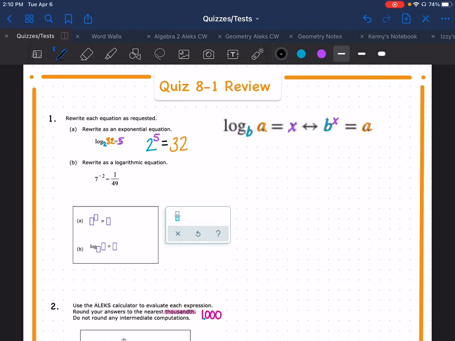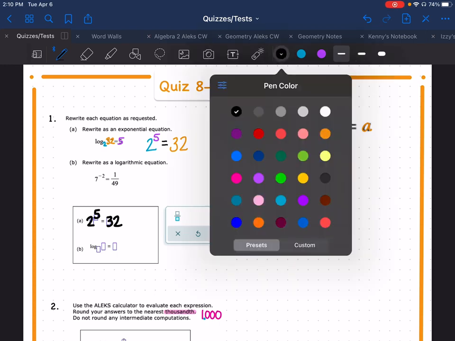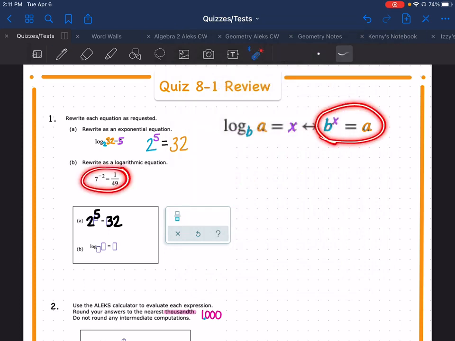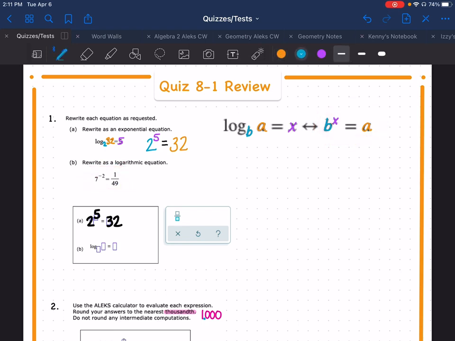There we go. So now I can come down to the blanks here, and I'm going to put a 2, I'm going to put a 5, and I'm going to put a 32. And that's it for that question. All right, let's go ahead and look at the second one. Let me grab my color. And once again, the second one matches this form. These two match, and so I'm just going to color code them as such.